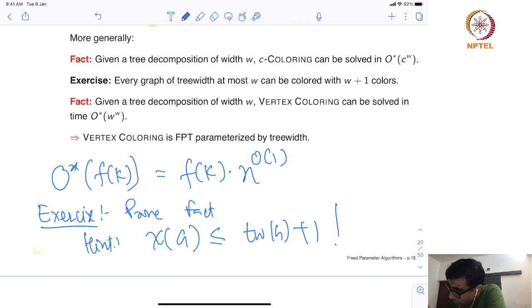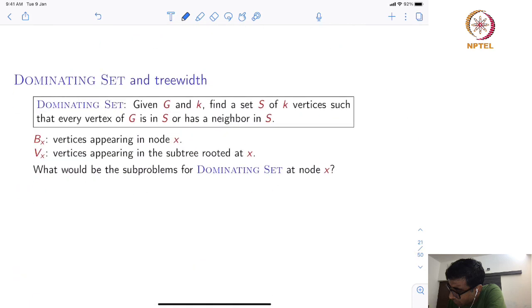But what is interesting is that this algorithm, w to the power w, is optimal. Hoping that we can get an algorithm with w to the power little o of w is unfortunately not possible, and hopefully we will have time to show such a reduction in the course. Okay. So now we have seen 2 examples.